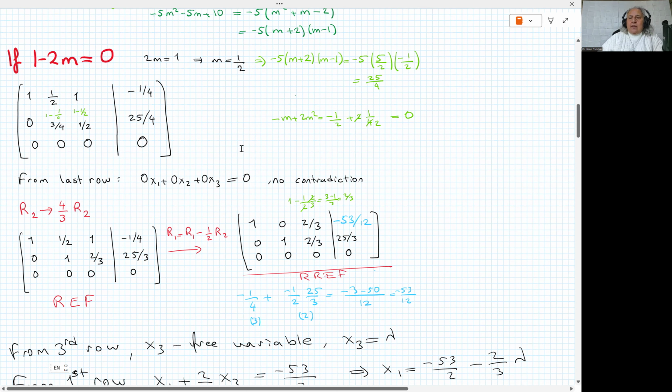This last row makes sense because 0 is equal to 0, right? It makes sense. So this is not the reduced row echelon form yet. We would like to get the reduced row echelon form in order to be able to find the solution. So simplify, divide this one by 4/3.